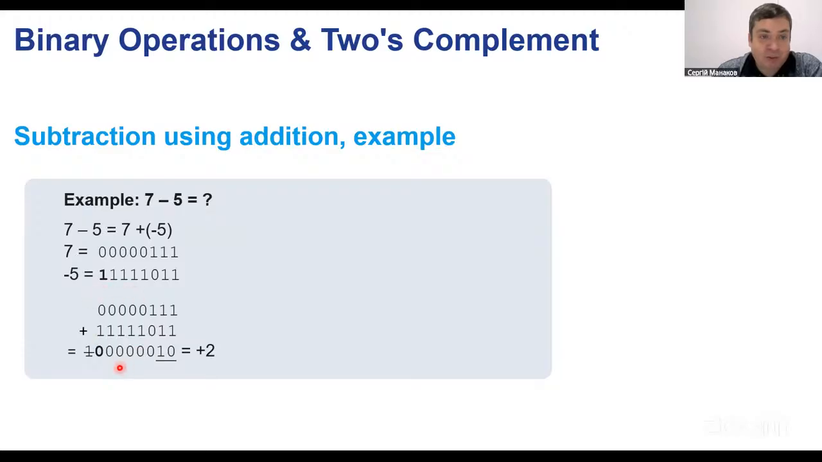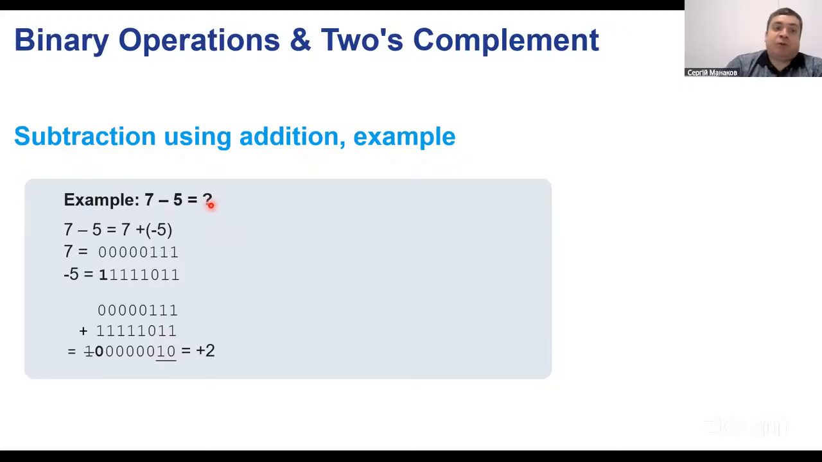And in the result, we will receive such a number, which, as you can see, has 9 digits. We have an overflow situation because our physical memory cell can only store 8 digits, as we decided. And this leftmost bit is destroyed, and it doesn't have any meaning. So we receive the result. It is 2. And I think it is correct.